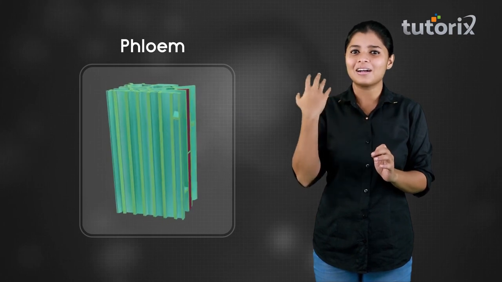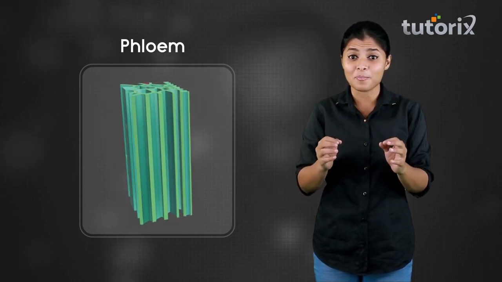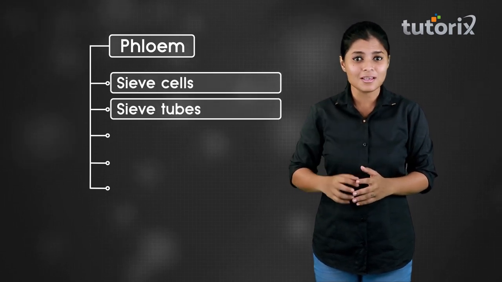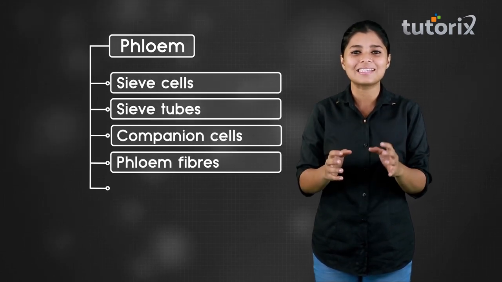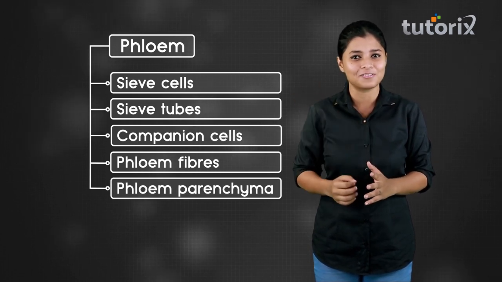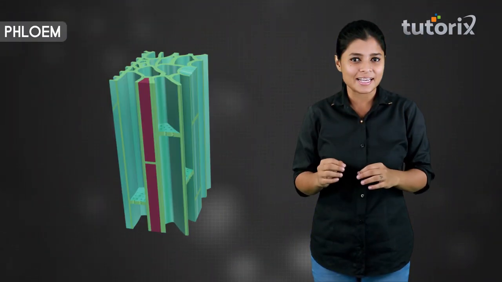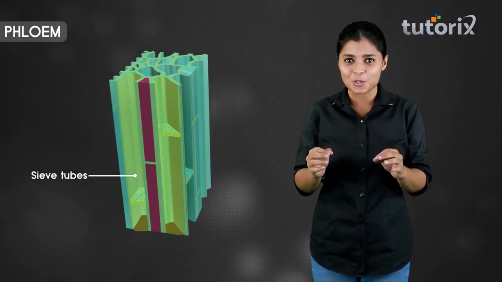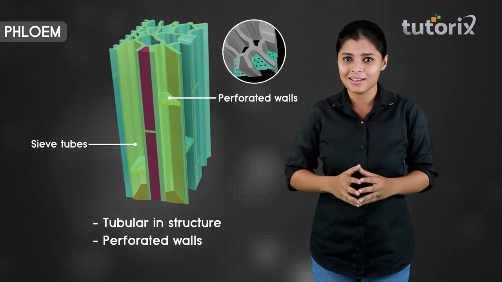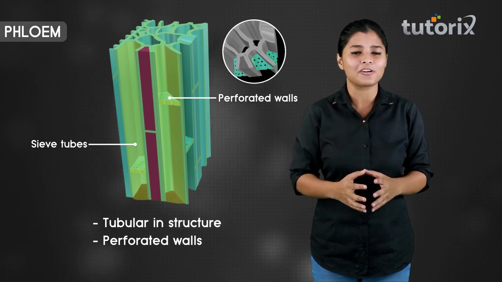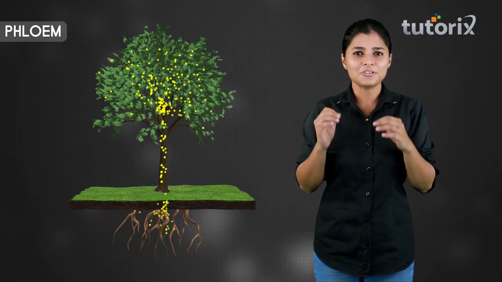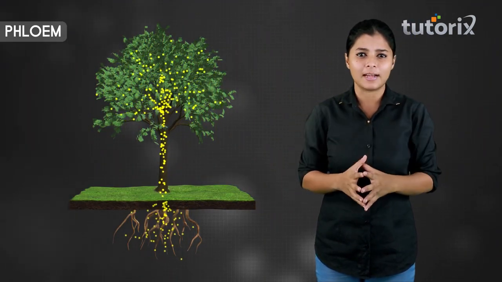The phloem, being a complex permanent tissue, is also made of different types of cells. These are sieve cells, sieve tubes, companion cells, phloem fibers, and phloem parenchyma. So let's move ahead and find out what each of these cell types is. Sieve cells make up the sieve tubes, and sieve tubes, as the name suggests, are tubular in structure and have perforated walls. They form the main conducting part of phloem and help in the conduction of food materials to different plant organs.